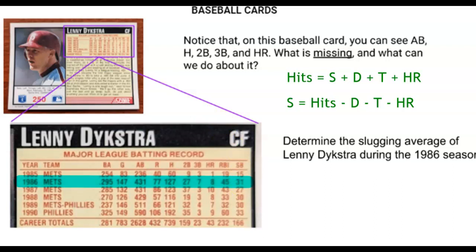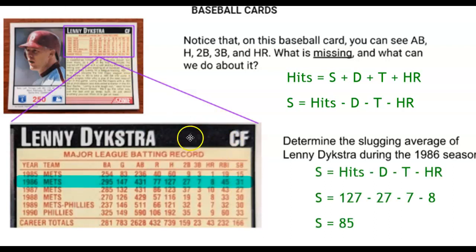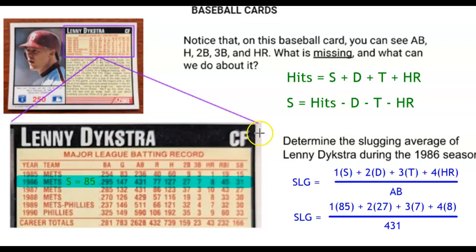We don't really care about RBIs and stolen bases because that's for a different calculation. But now we have most of the information that we need. So pretty straightforward way of finding that number for singles. So now we have his singles. The doubles are here. The triples are here. The home runs are here. The at-bats are here. We have everything we need in order to cook up this slugging percentage. Here's how I'm going to set it up. I have 1 times singles, which I found was 85, 2 times doubles, which I know is 27, 3 times triples, which is 7, 4 times home runs, which is 8, it says here, and then 431 is the at-bats.